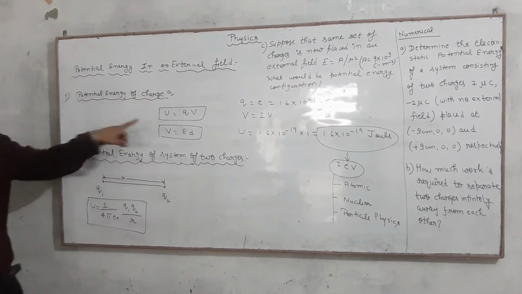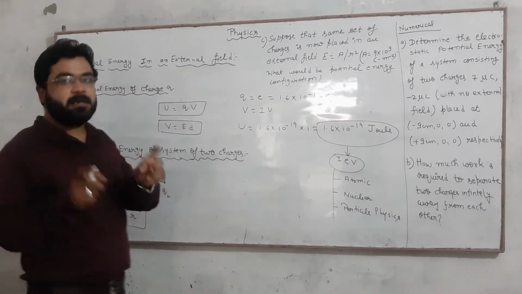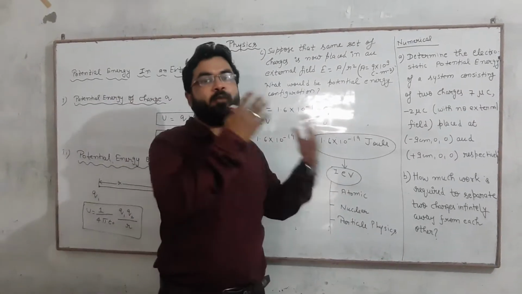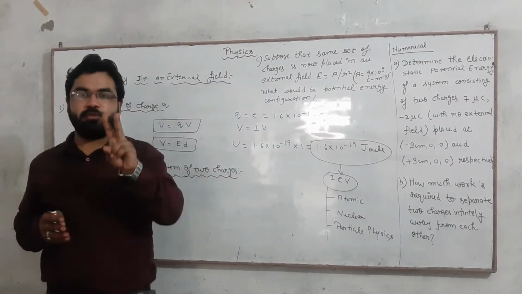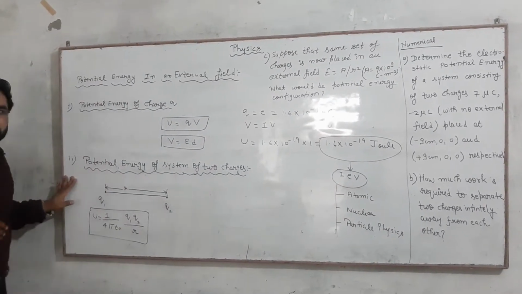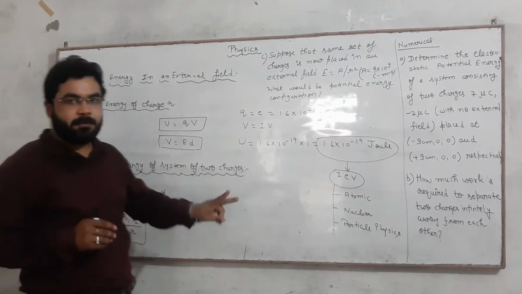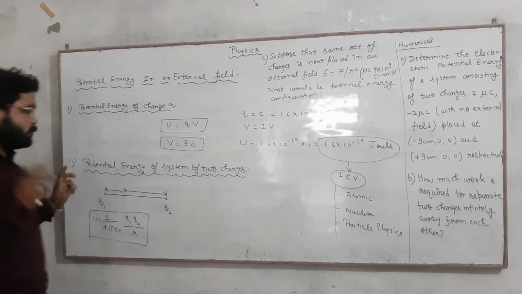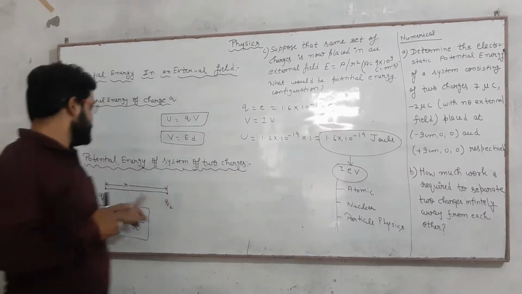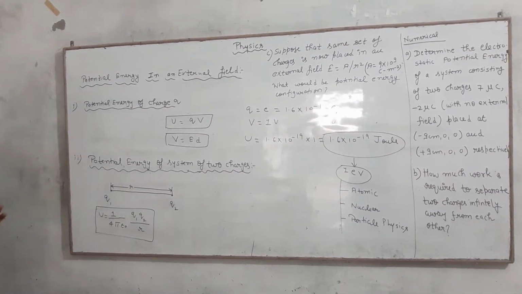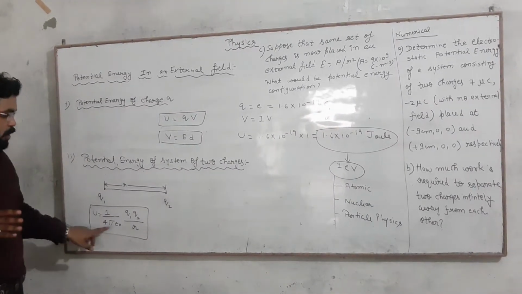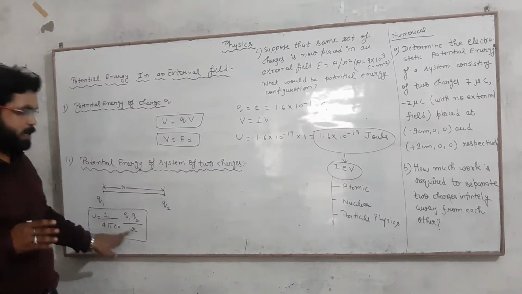If we talk about a system, then at least two persons should be there. Two or more can be there, but at least two to make a system. So here we are discussing the potential energy of a system of two charges. One charge is Q1 and the second charge is Q2. The distance between these two charges is R. Then the potential energy U is equal to 1 upon 4 pi epsilon naught Q1 Q2 by R.